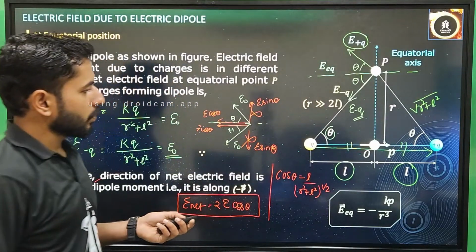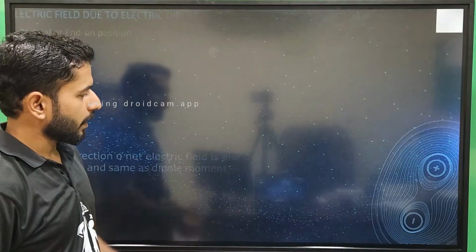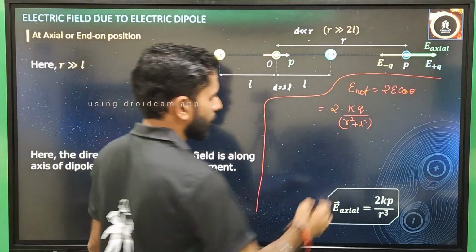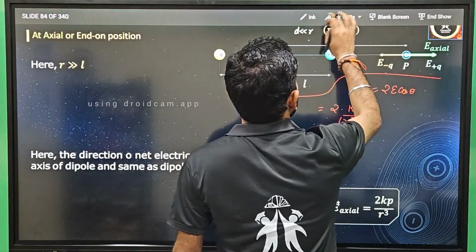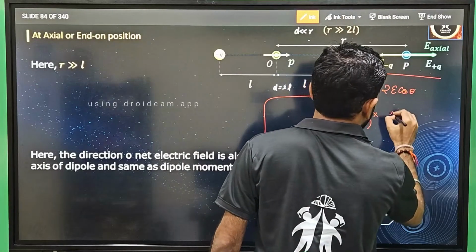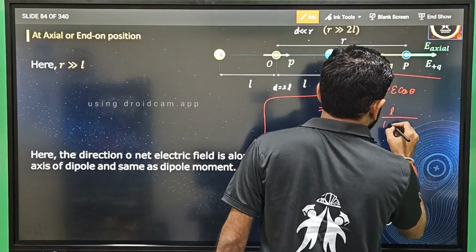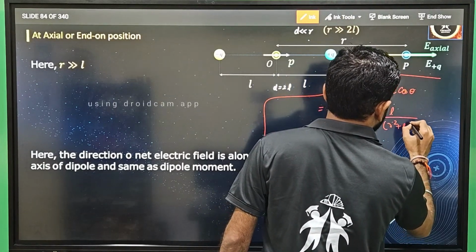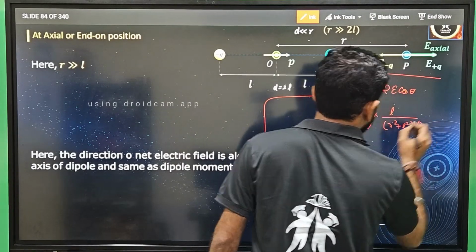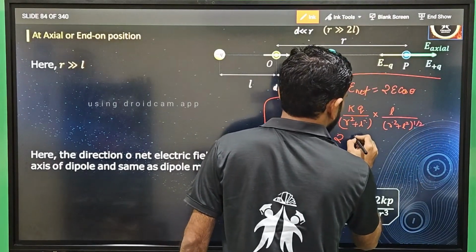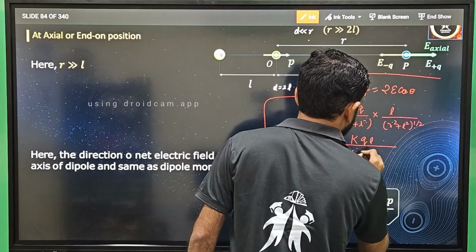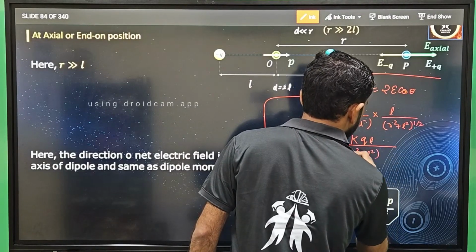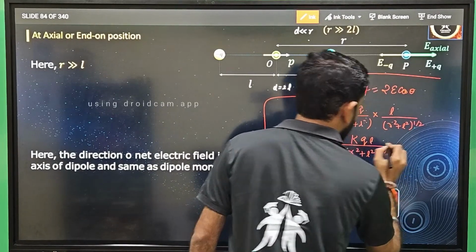So let's substitute this value here and see what result we get. Here you will write L divided by R square plus L square to the power of 1 by 2. It will be written as 2kqL divided by R square plus L square to the power of 3 by 2.